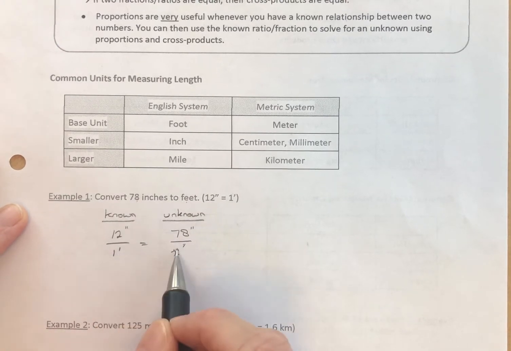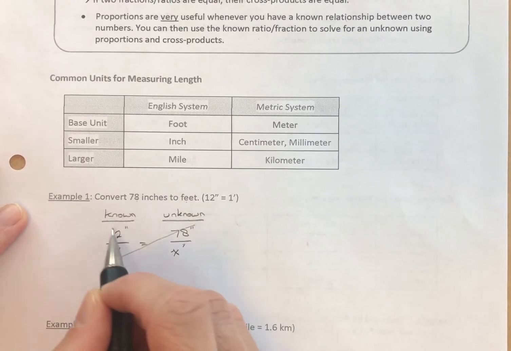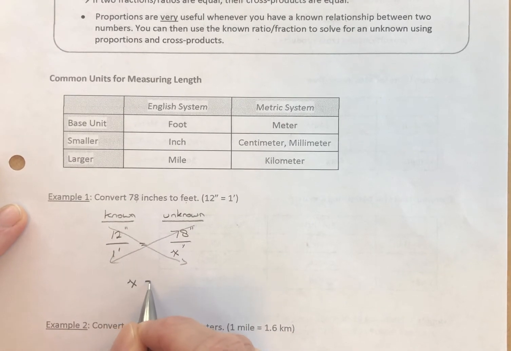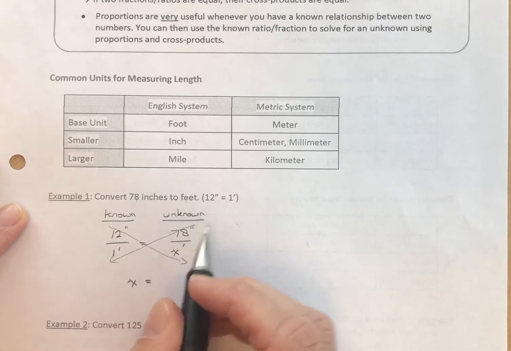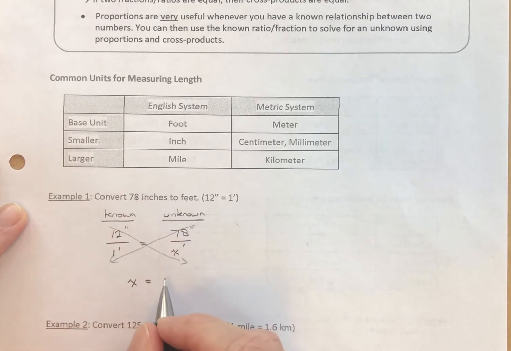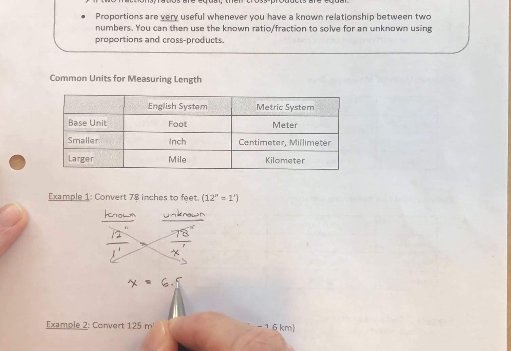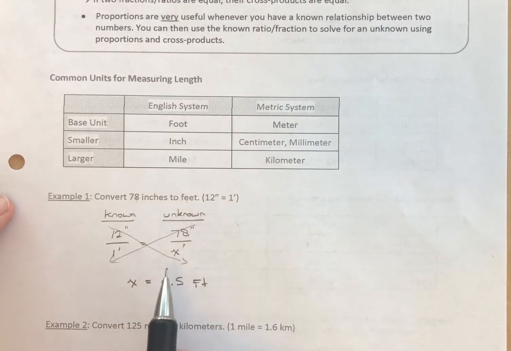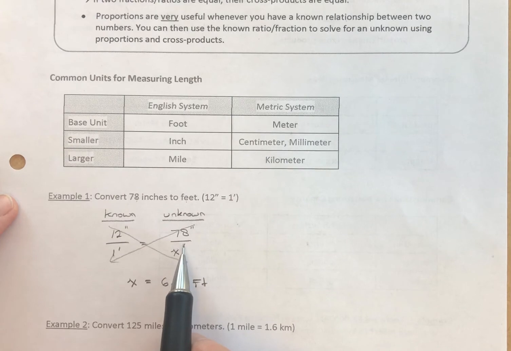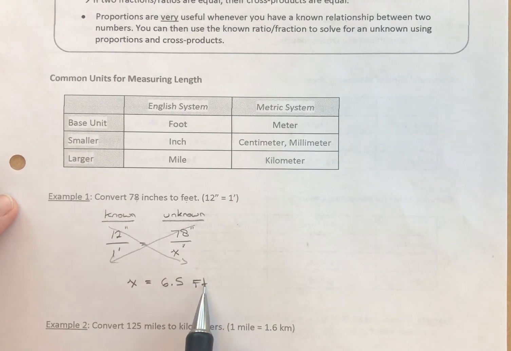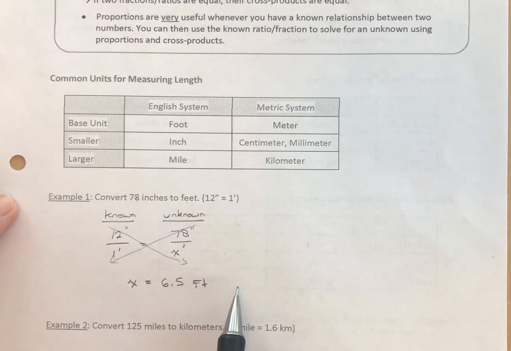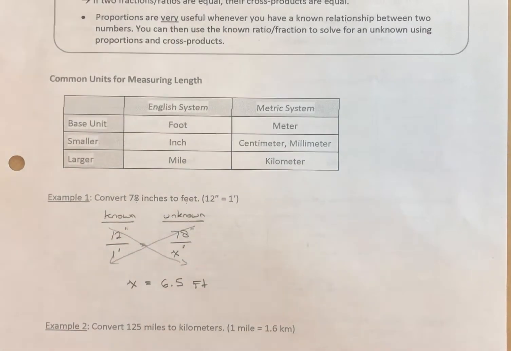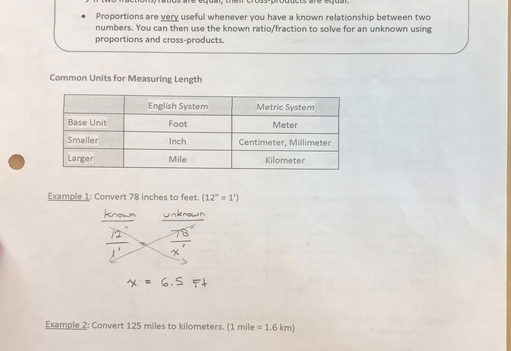And again, we have a proportion. We can use our cross products, cross multiply and divide. And we have that 78 inches is equal to 6.5 feet. Okay, you can either use the single mark here or the abbreviation FT or even FEET if you want to. So there's how we're going to use proportions to do our converting between units of length.